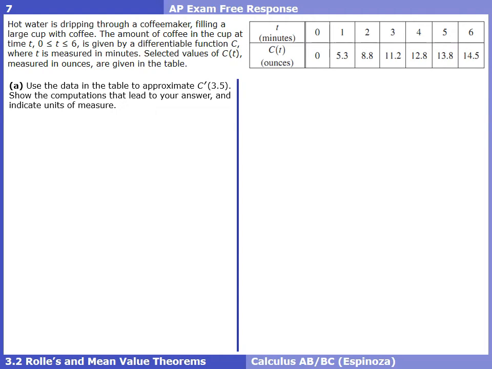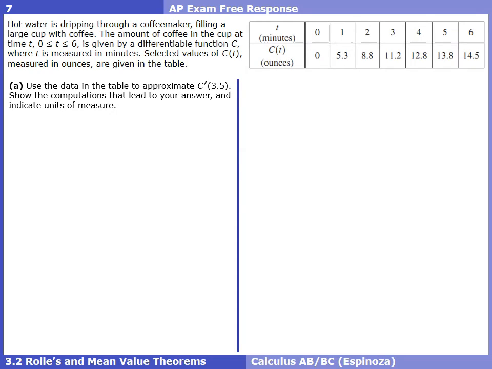So normally when you've been given problems where you're asked to find a derivative, you usually have an equation. In this problem though, we don't have the equation c, because if we did, we would just take the derivative and plug in 3.5. Unfortunately, we don't have that function c, so that we can take the derivative. So how in the world are we going to do this?